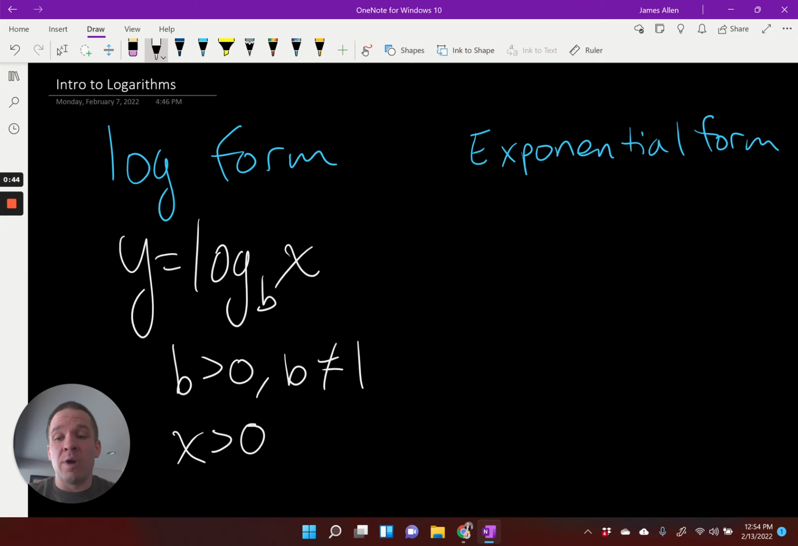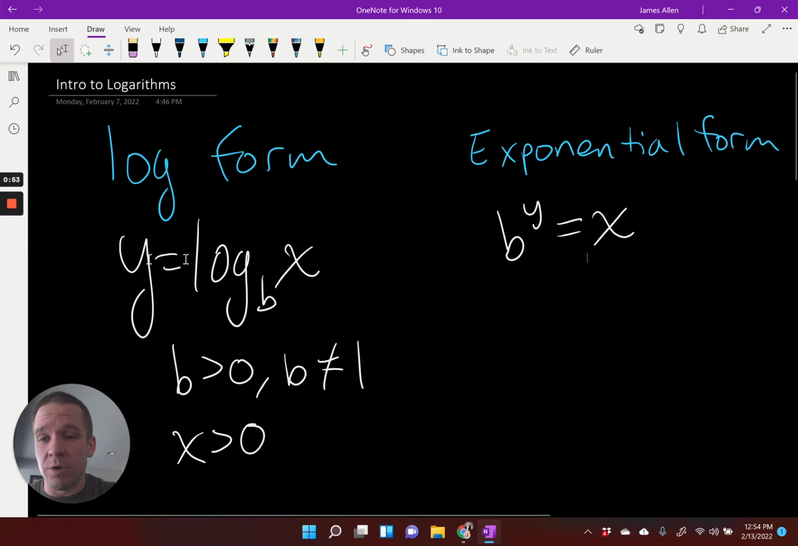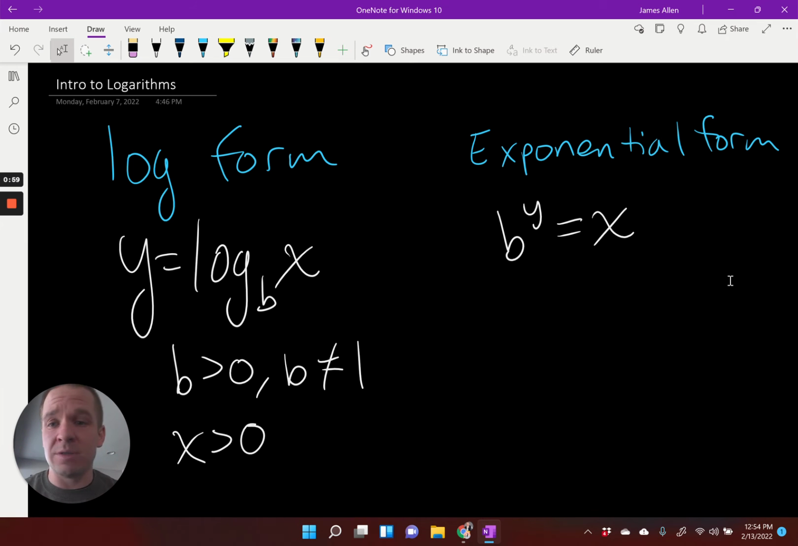Now, we can also rearrange this into an exponential form. That would be b raised to the y equals x, if I'm using the same variables from this original log form here. Sometimes it's advantageous to go from one to the other based on the problem that you're doing. So there's our log form and our exponential form. Let's try rearranging a few of them with some different numbers.